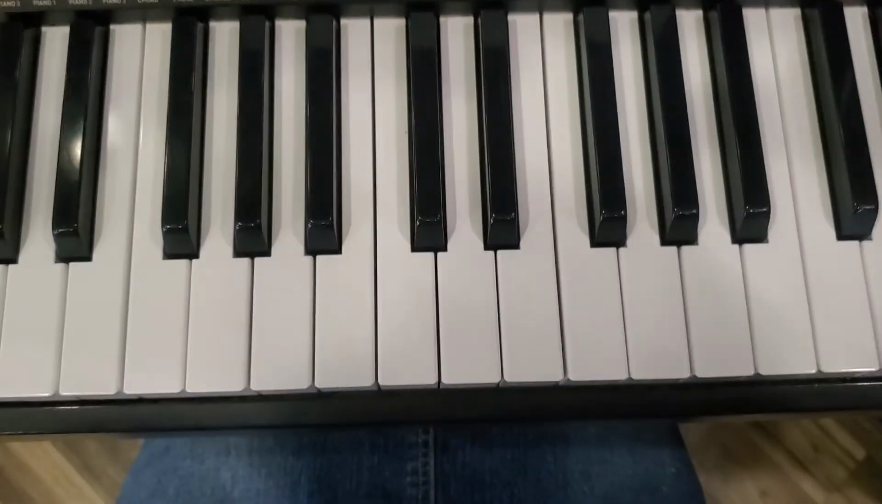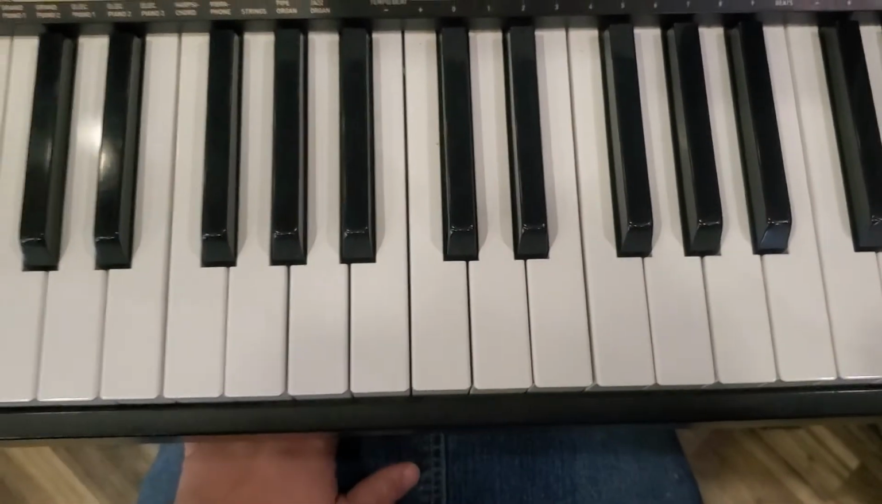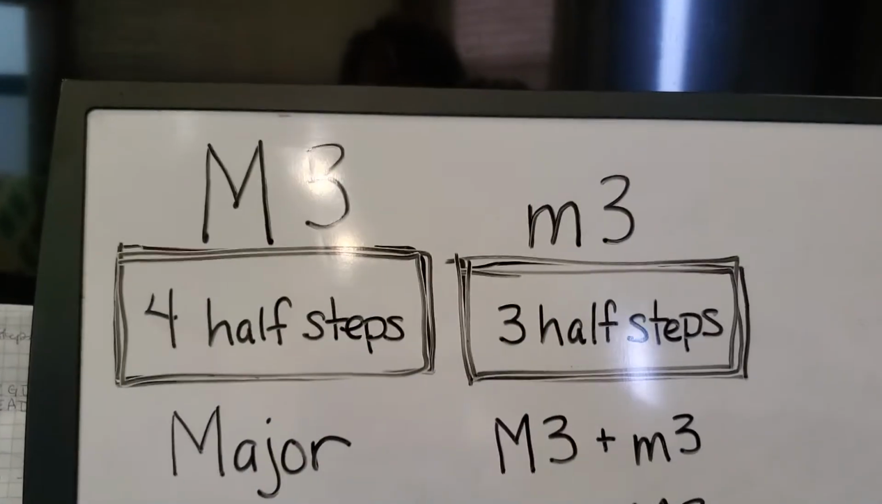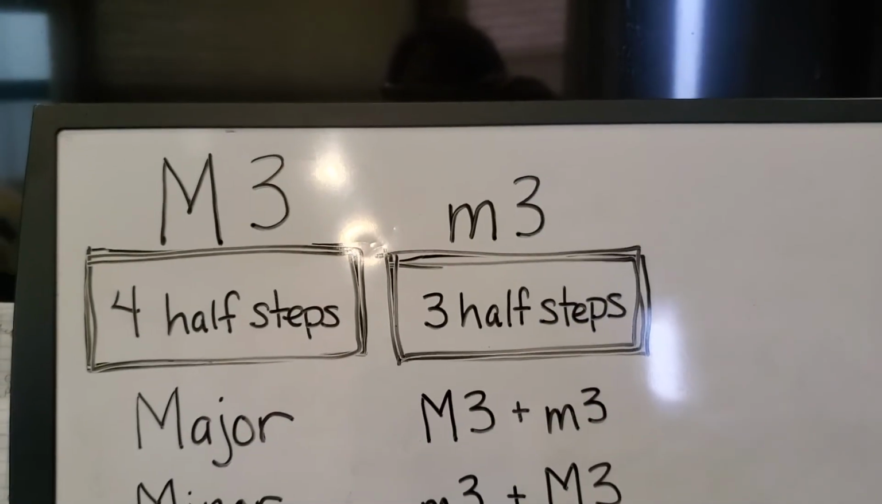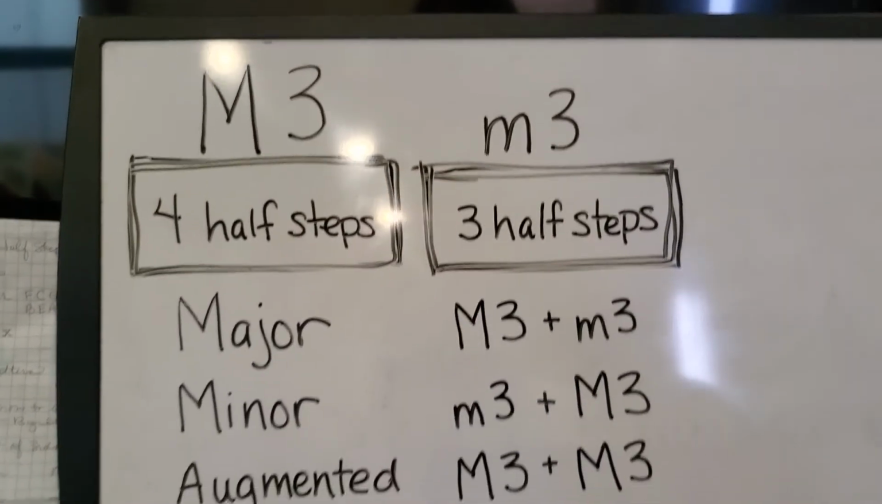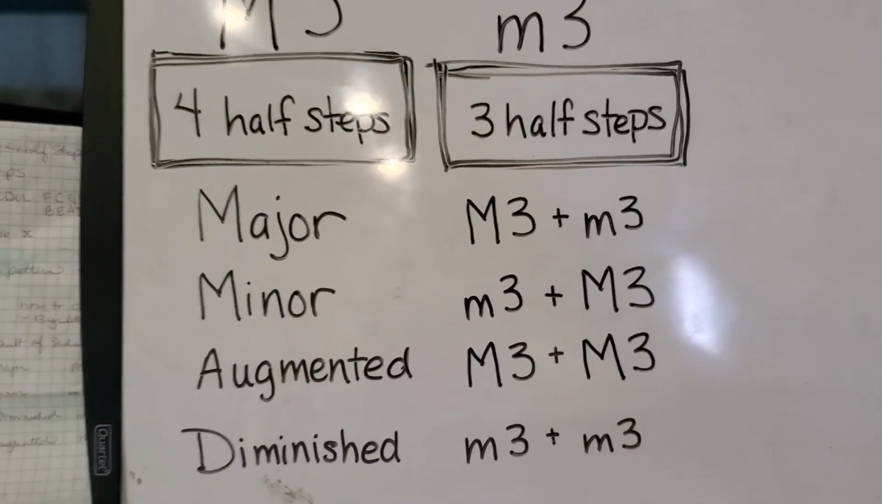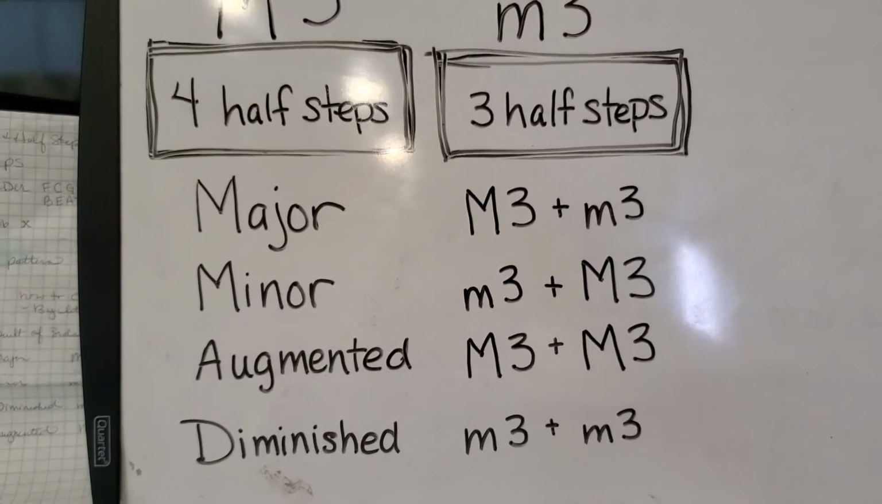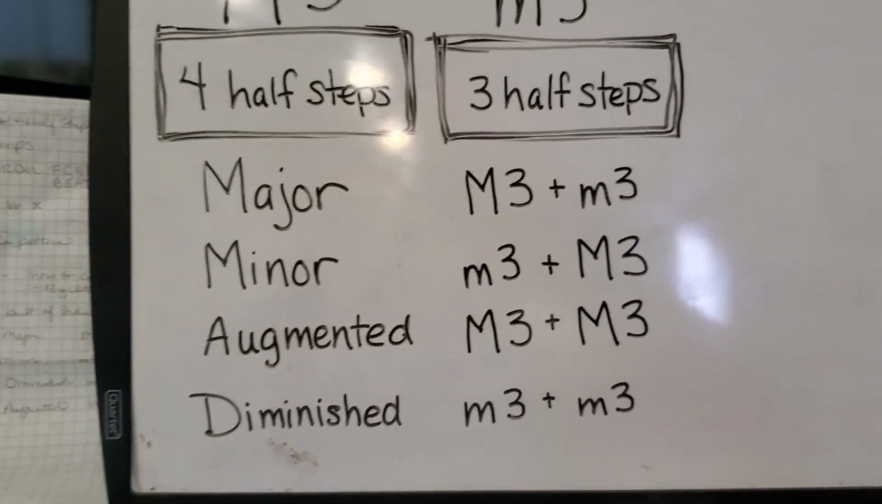So there's lots of variations, but those are all comprised of your basic building blocks, the major third and the minor third. So learn what those are, learn how to determine if a chord is major, minor, augmented, or diminished, and go practice it.